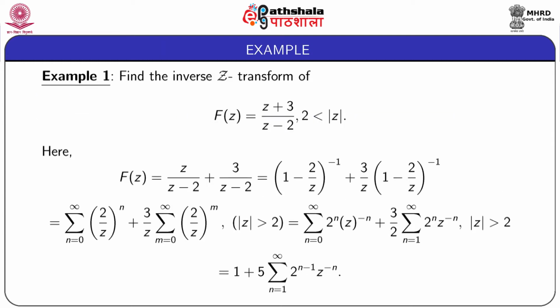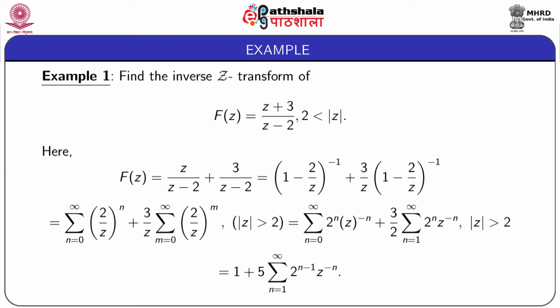Consider example 1. Here we are to find out the inverse Z transform of capital Fz equal to z plus 3 divided by z minus 2 for mod z greater than 2. Here we write Fz as z by z minus 2 plus 3 by z minus 2, which can be written as 1 minus 2 by z to the power minus 1 plus 3 by z into 1 minus 2 by z to the power minus 1.